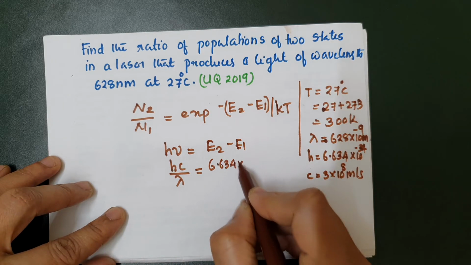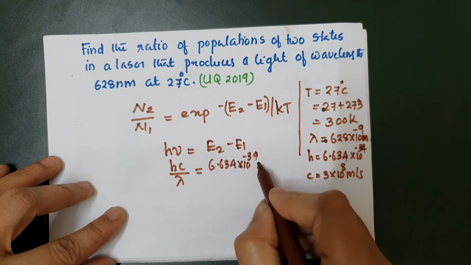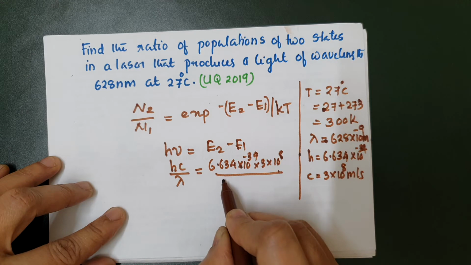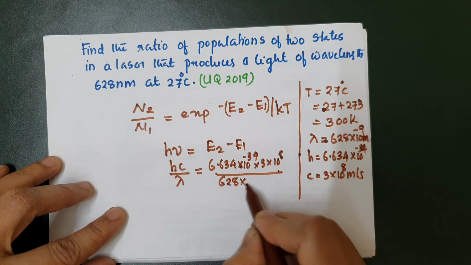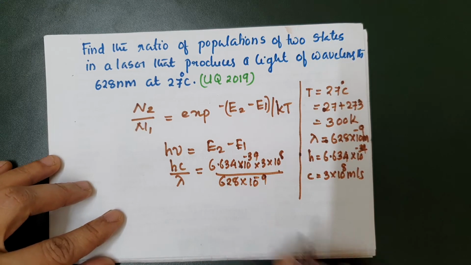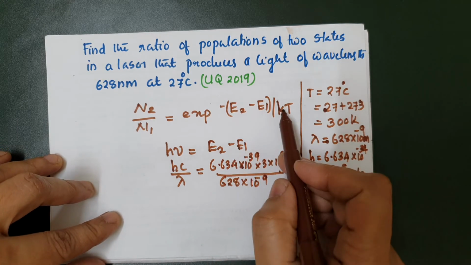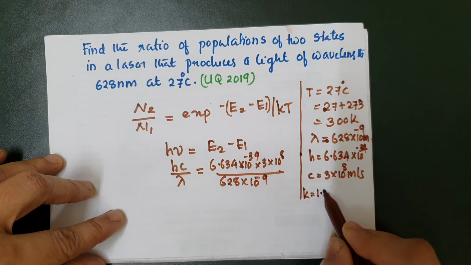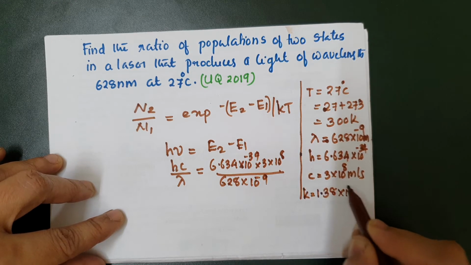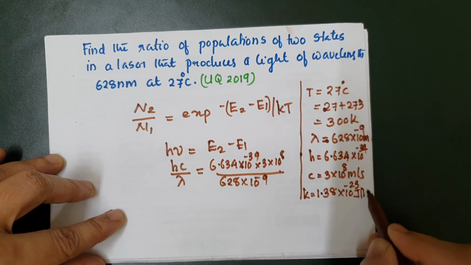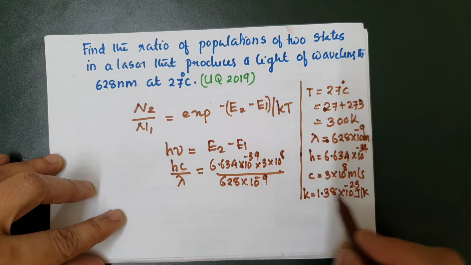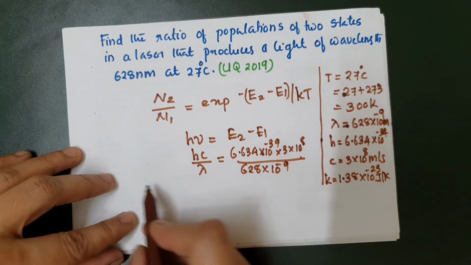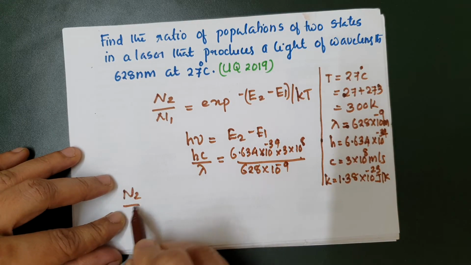So this will give the value 6.634 into 10 raised to minus 34 into 3 into 10 raised to 8 divided by 628 into 10 raised to minus 9. Then k is the Boltzmann constant. Its value is k is equal to 1.38 into 10 raised to minus 23 joule per Kelvin. And T is the temperature given.